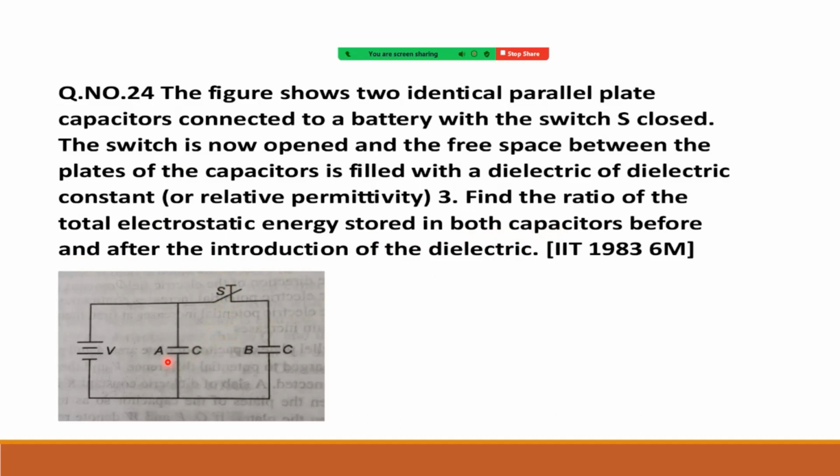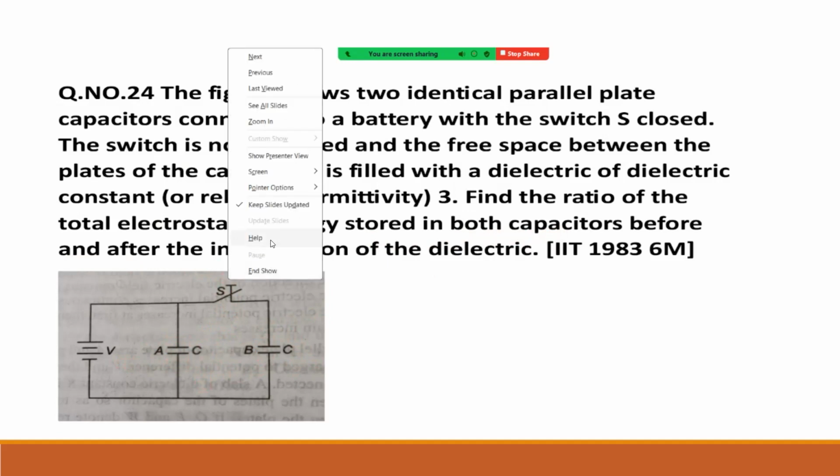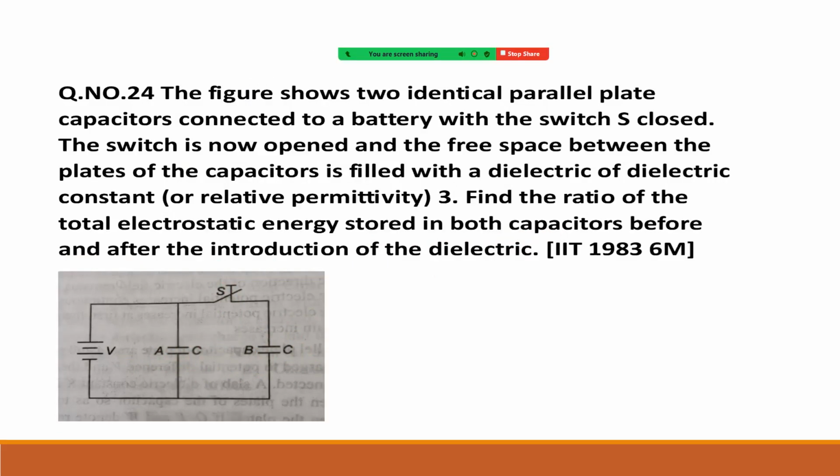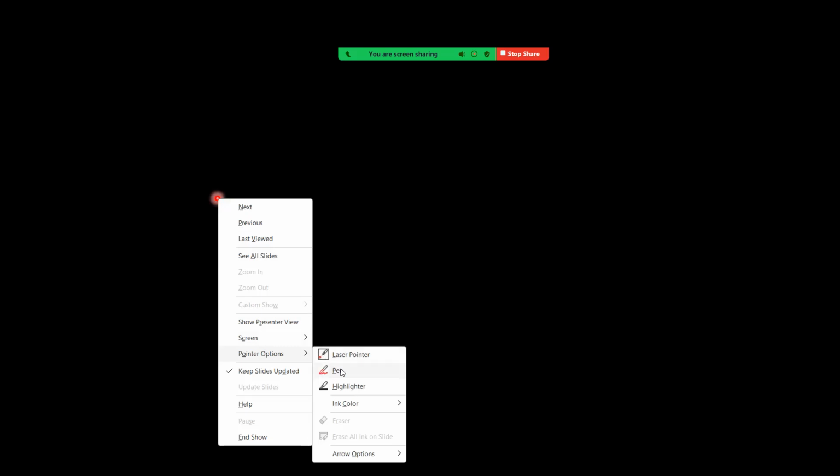Initially, what happened? Both are charged to the same potential. Energy is half CV square, half CV square. And once the switch is opened, if you connect a dielectric, the energy becomes K times in one, and this becomes 1 by K times in the other. See carefully. So first, in both capacitors, energy will be each one half CV square plus half CV square. That is equal to CV square, the initial value.